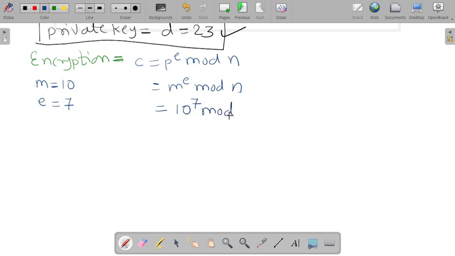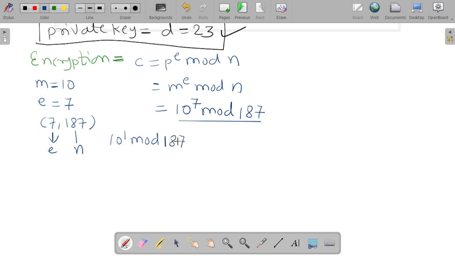The value of our N is given in the example in the key pair (7, 187). So E is 7 and the value of N is 187. Based on that, we have to find the values. First of all, we will find 10 raised to 1 mod of 187. So 10 raised to 1 mod of 187 is equal to 10. Now we will find the value of 10 raised to 2 mod of 187, which is 10 raised to 1 into 10 raised to 1 mod of 187.